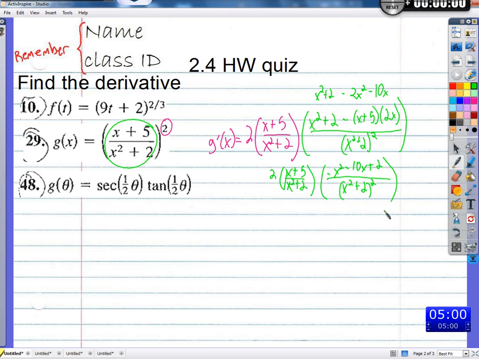And here, looks like we just have a common factor of really x squared plus 2. Wait, one of them squared. Right, but this is x squared plus 2 times x squared plus 2. Okay. So you have a single factor of that. So we multiply this by, which is this, 2x plus 10, plus a negative x squared minus 10x plus 2 over x squared plus 2.